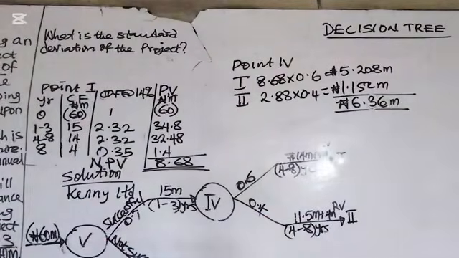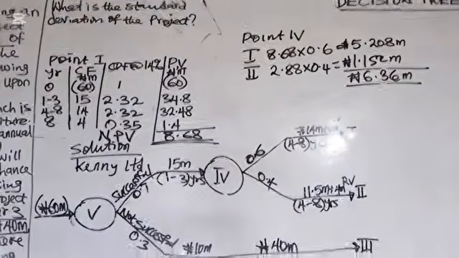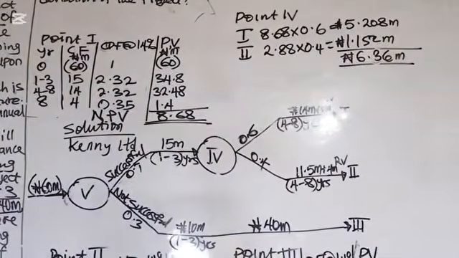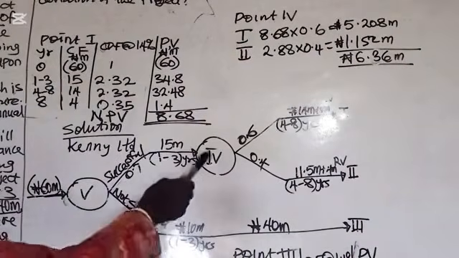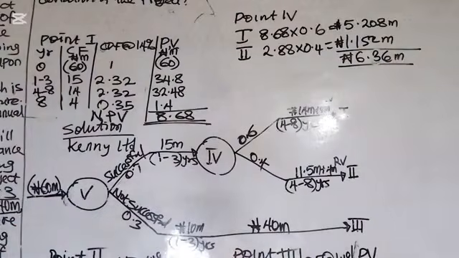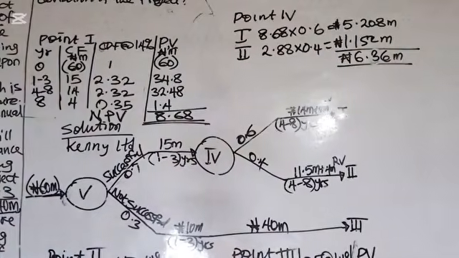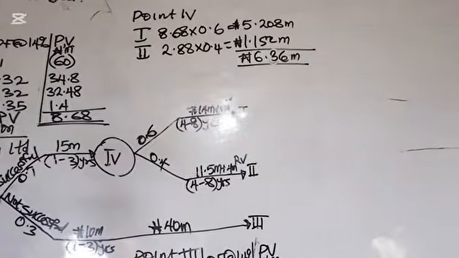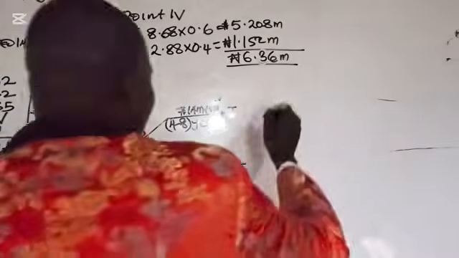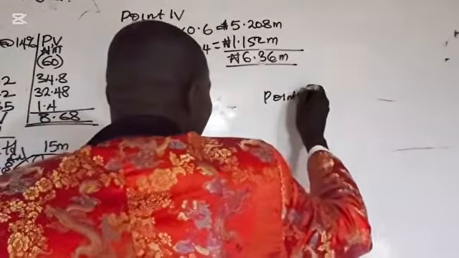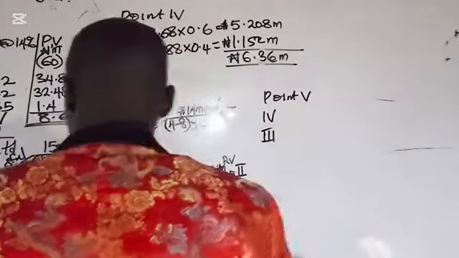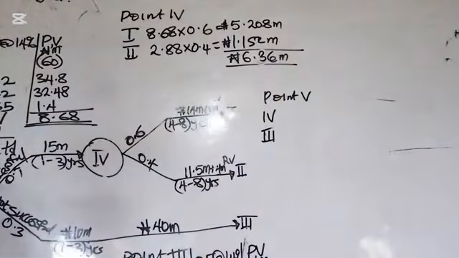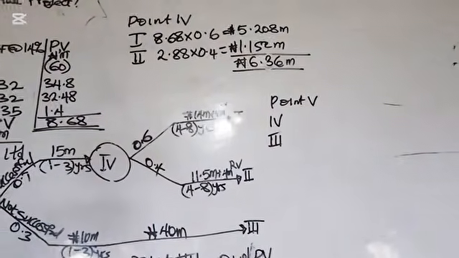Then the next one is the value at point 5. So you want to determine the value at point 5. That means you will need points 4 and 3. So at point 5 now, we need 4, we need 3. The value at point 4 has been estimated to be 6.36.